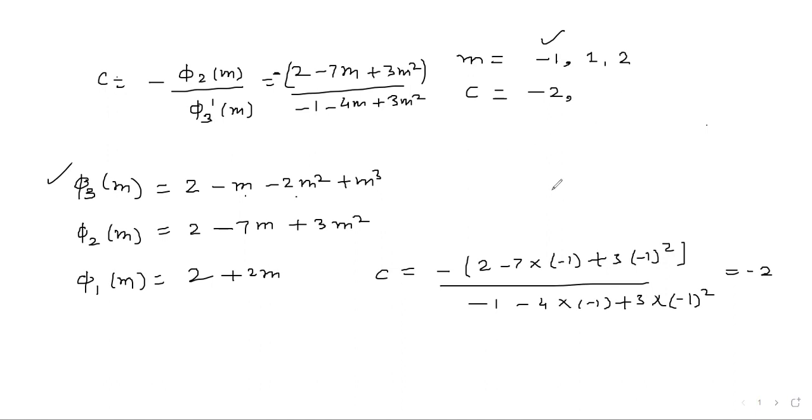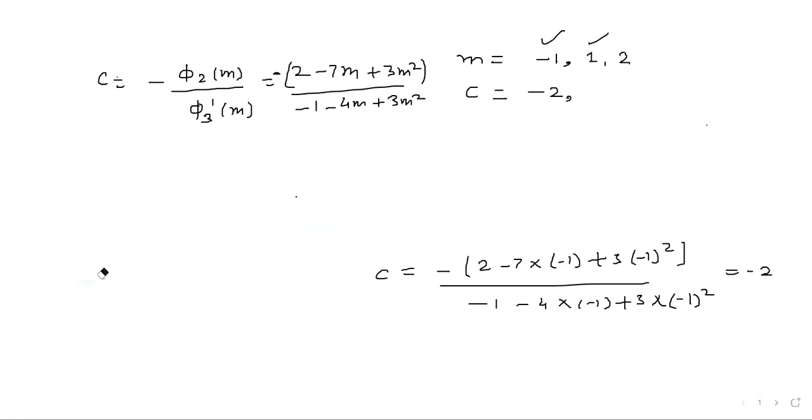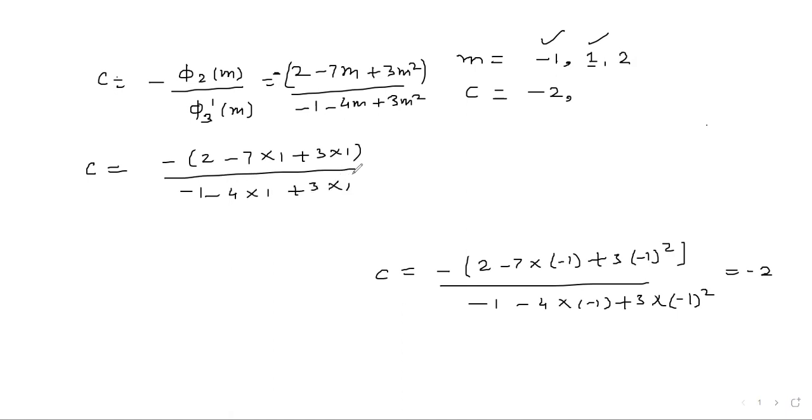Now let's find the value of c for m equal to 1. The same equation we have to use because there is no repetition of roots. So again we put the values. c equal to, when m equal to 1, minus of 2 minus 7 into 1 plus 3 into 1, divided by minus 1 minus 4 into 1 plus 3 into 1. So this time we will get minus 1. So we can write it here, minus 1.